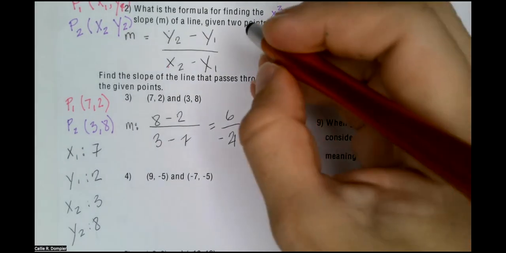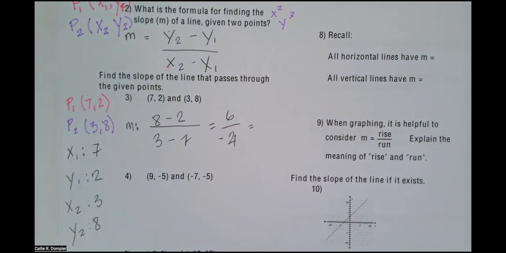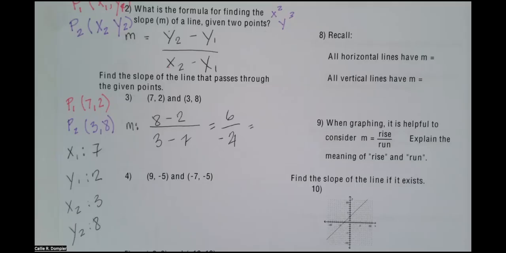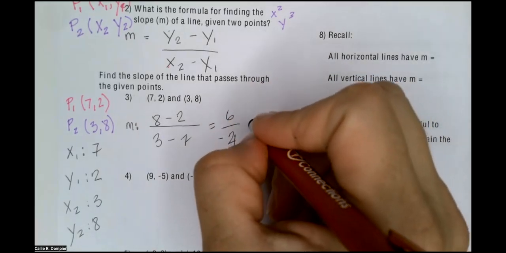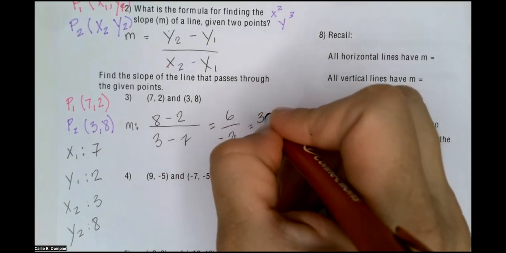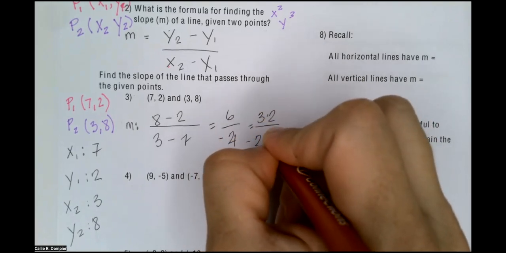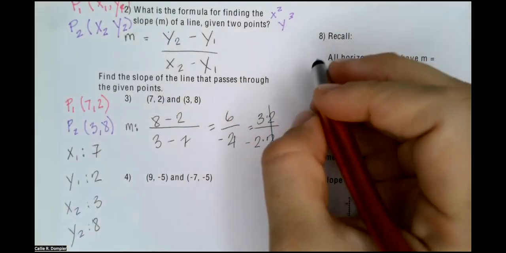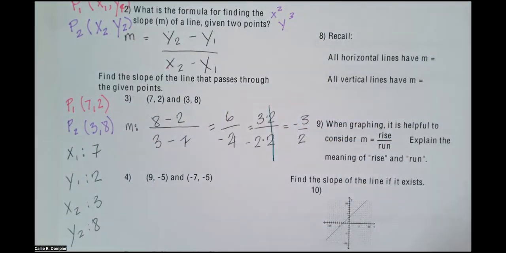Remember, now you want to simplify this fraction. So just like we saw in Desmos, we can go up 6, negative 4, but we can also go up 3 over 2, and that gives us the same line, but my fraction is in lowest terms. So if you're going to put 6 over negative 4 in lowest terms, 6 is 3 times 2. Negative 4 is negative 2 times 2, and then you can cancel out the 2's, and we get negative 3 halves is our slope.